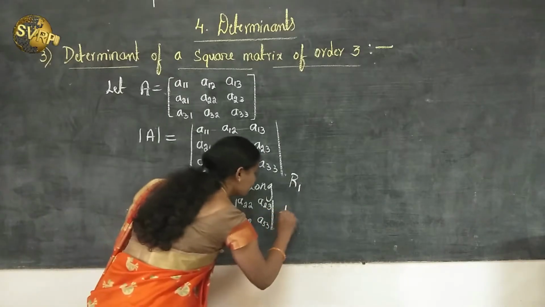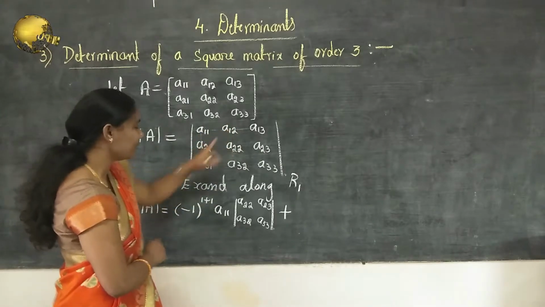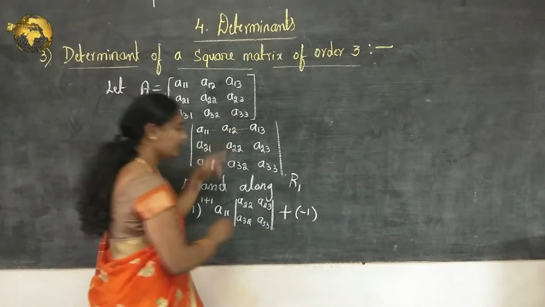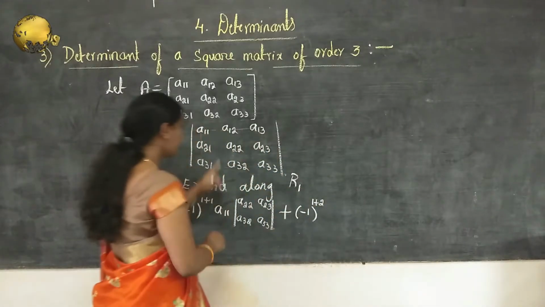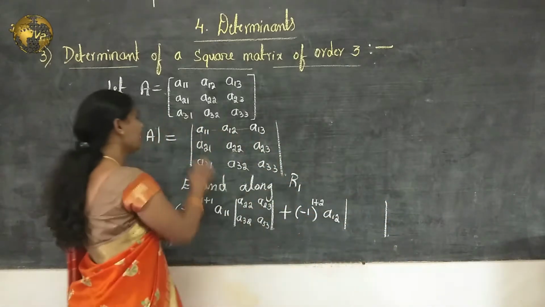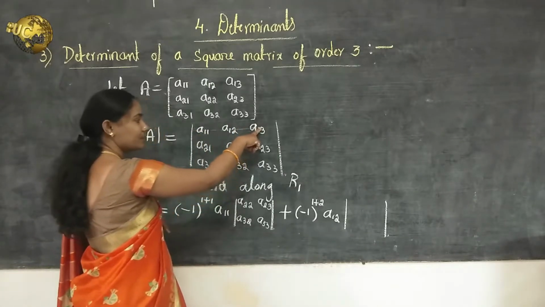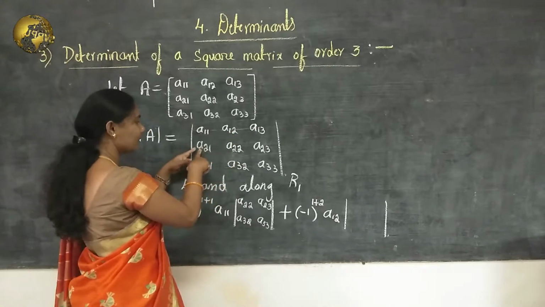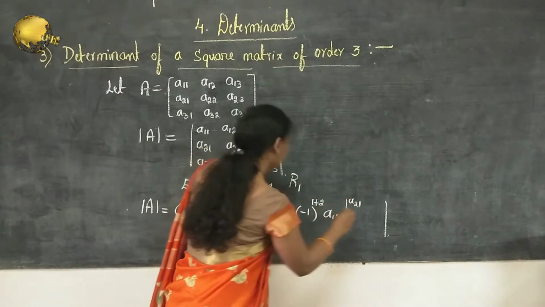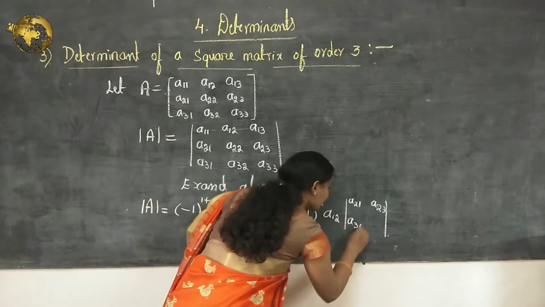Next plus. Next we expand along row 1, and the next row 1 element is A12. So minus 1 to the power of, see here, 1 plus 2, and then the element A12 and the determinant of the remaining elements. I have to leave the first row and second column elements. What are the remaining 4 elements? I have to write that: A21, A23, A31, A33.